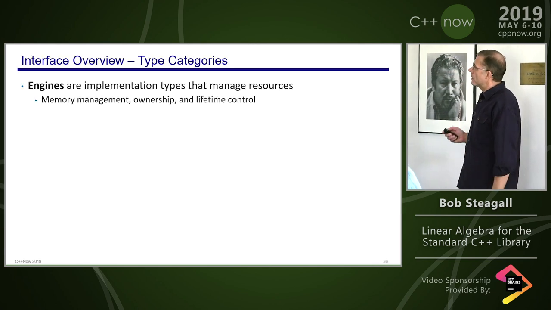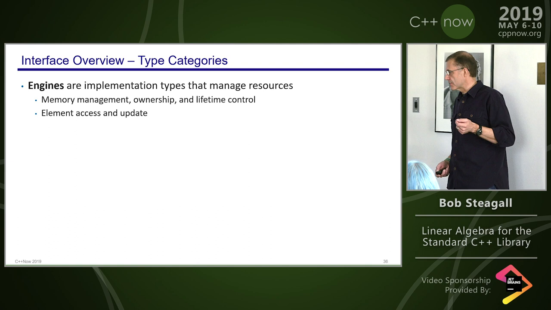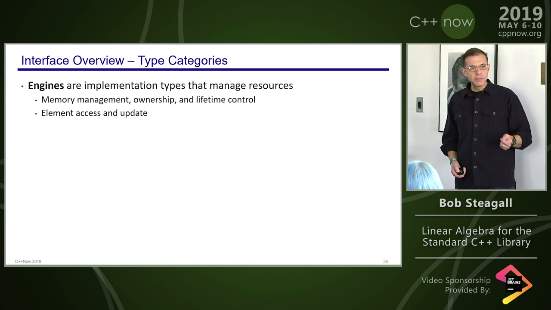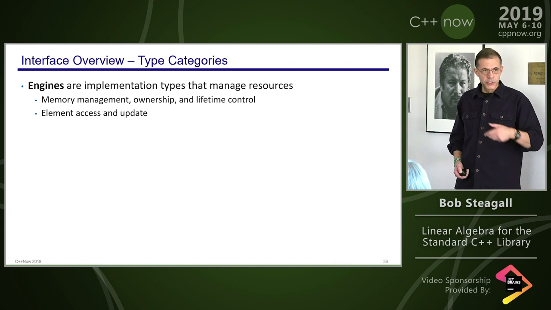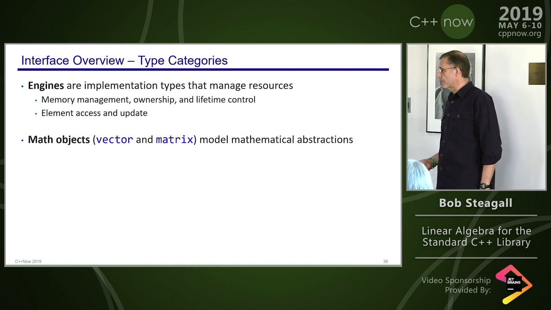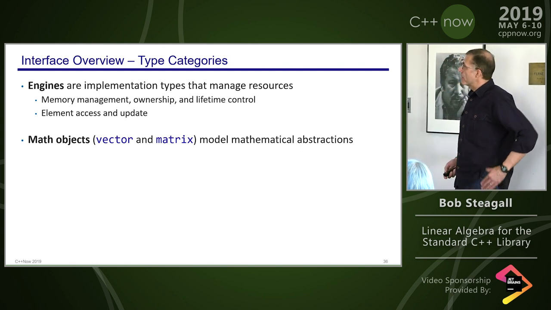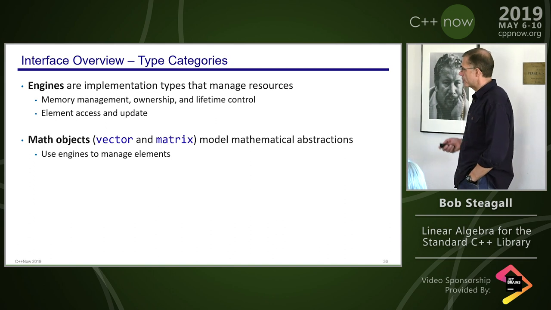So I mentioned engines. These are types that manage resources. They manage memory. They manage element access and update. Engines don't need to be owning. They can be views. And I'll show you an example of the transpose engine, which is simply a view. It swaps the indices in the indexing operator. The math objects model mathematical abstractions. They use engines to manage their elements.